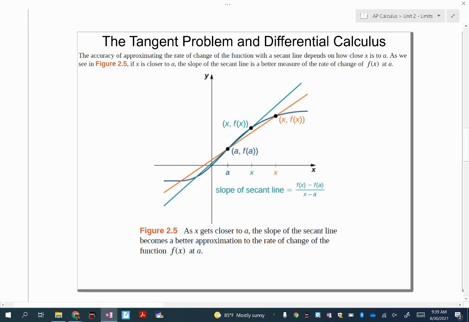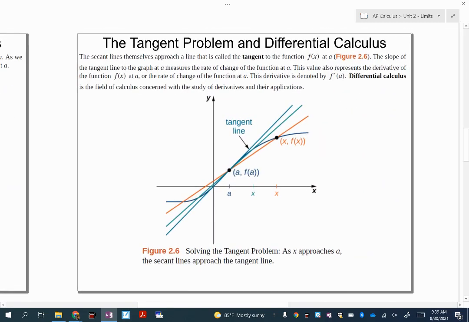Okay, so we'll talk about sliding that point, and we'll actually do an activity on Desmos later on in the class. Not right now, but in the next maybe unit or two. When we actually slide the point, you can see what happens to the slope of that secant line as it gets closer and closer to our point A.